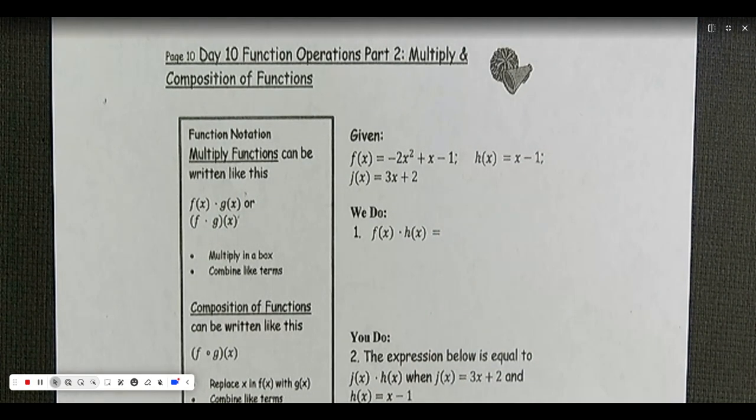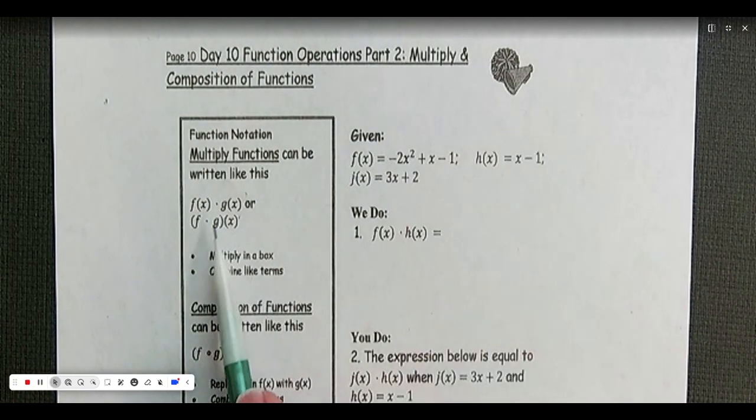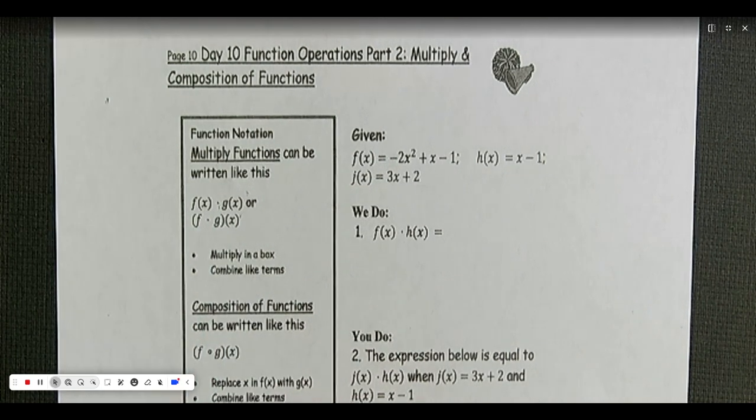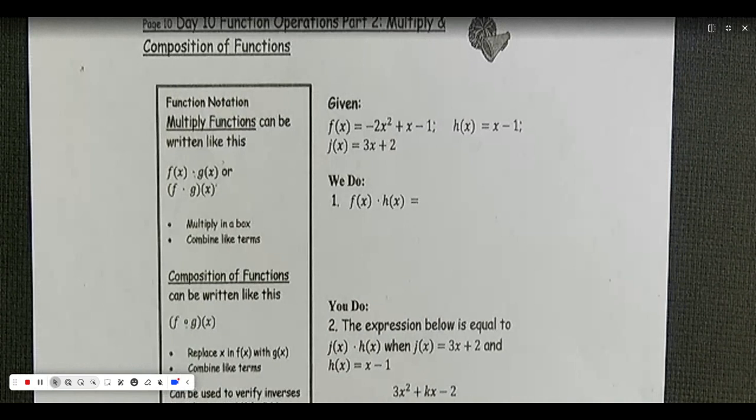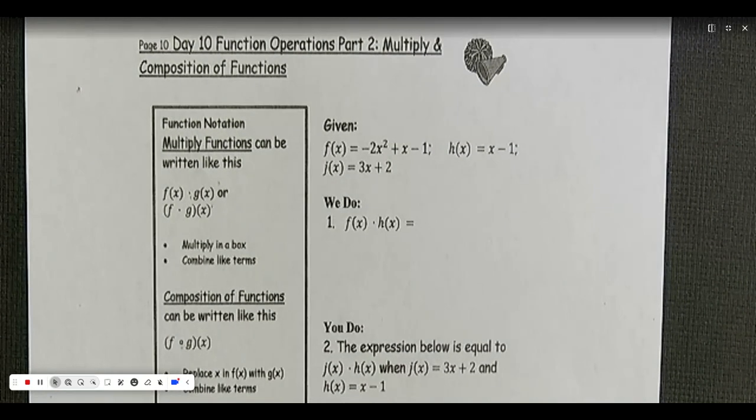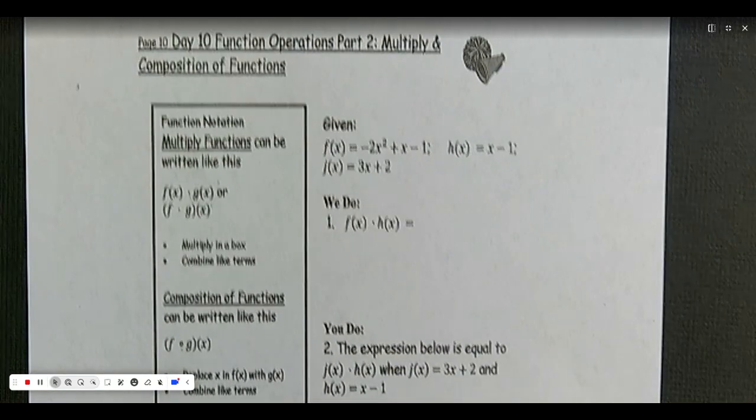All right, so we decided to teach multiply and composition of functions on the same day to help you not get them confused. They have different symbols. If you look right here, this is what multiply looks like. It's like a little tiny dot. And then the symbol for composition of functions is this open circle. So we want to make sure that we look closely at our problems and see what kind of problem we're looking at. So first, let's start with multiply.